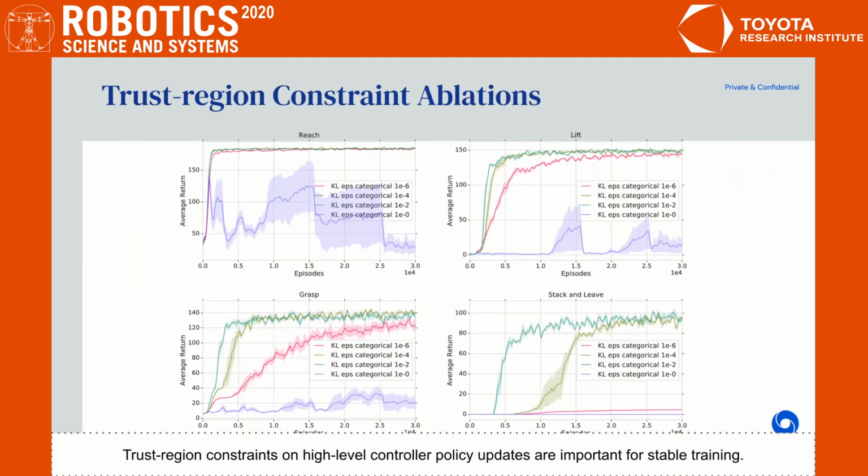Moving on to our ablations, one important aspect we investigate is the use of trust region constraints to control the change of the high-level policy. Very strong constraints can slow down training, but we find a range covering 2 orders of magnitude with strong performance.